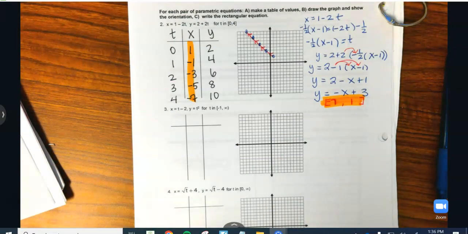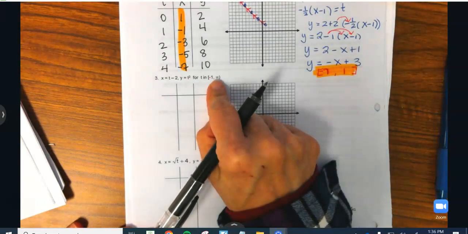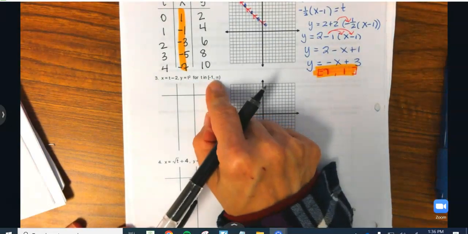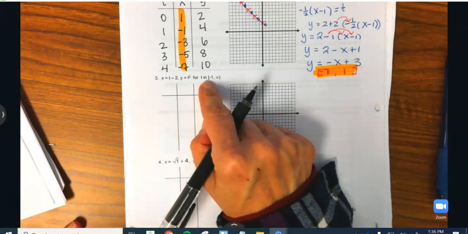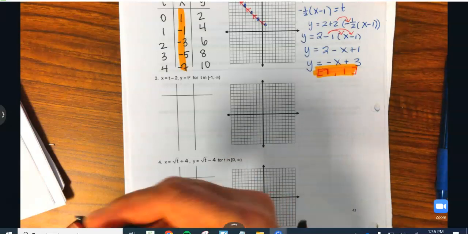All right, let's look at problem 3. So for problem number 3, we're going to do the same thing all over again. Look at our domain. It's not really bounded. We're going to have an arrow. It starts at -1. We're going to have a closed dot at -1 for sure, but we're going to have an arrow because of that infinity sign.